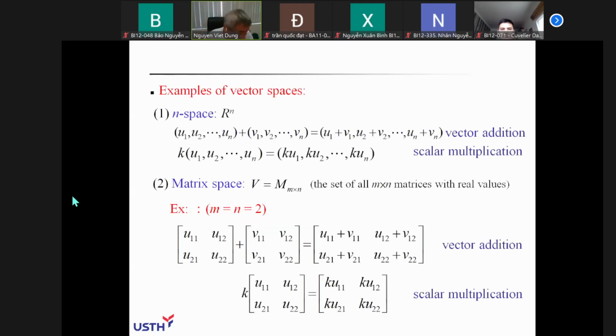Then we have some more examples. The first example is n space. Obviously it is a vector space because we borrow properties from here to define a vector space. So that is obvious, n space is a vector space. The next one is a matrix space. That is the space of m by n matrices, and here is the addition, and here is the scalar multiplication, and those are standard operations on matrices, and it also gives the structure of a vector space.